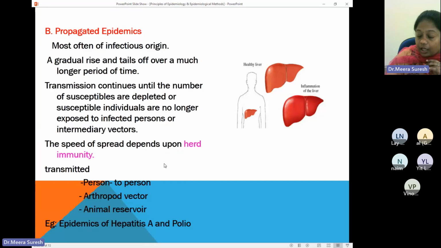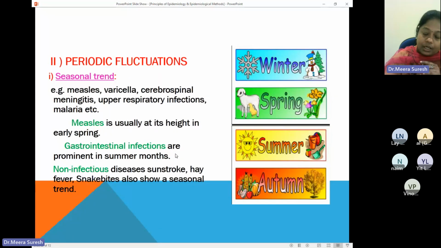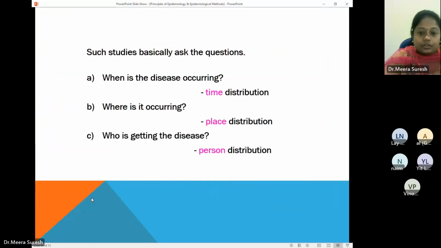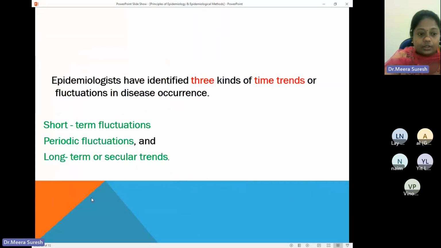And the last one is the slow or the modern epidemics, what we say about the chronic diseases or the lifestyle diseases. Now, the second category is periodic fluctuations, but I am stopping over here. So the time distribution, these are the short-term fluctuations that we have done. And we have to do the periodic and long-term ones. That we'll do next week.